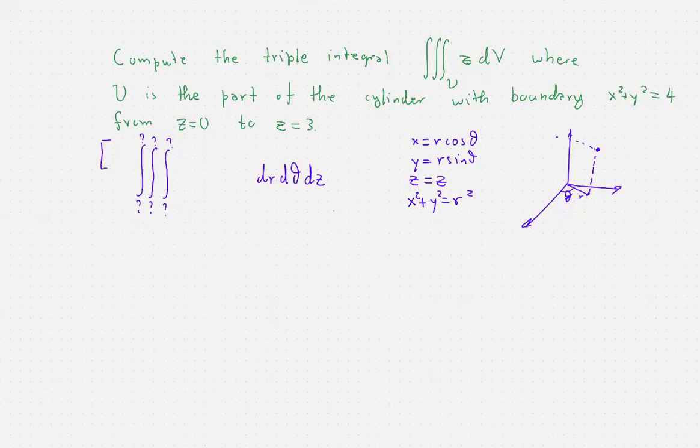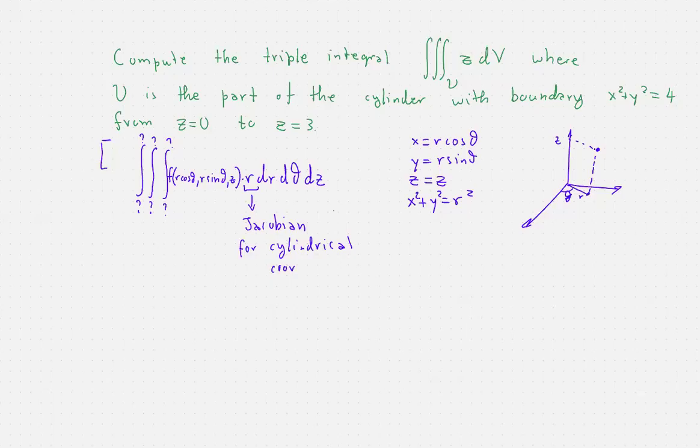So once we express our domain in polar coordinates, then we express our function using polar coordinates. So that's the next step. And finally, we multiply by the Jacobian, which is r. So this is the Jacobian for cylindrical coordinates. This is all the preparation that one should do.